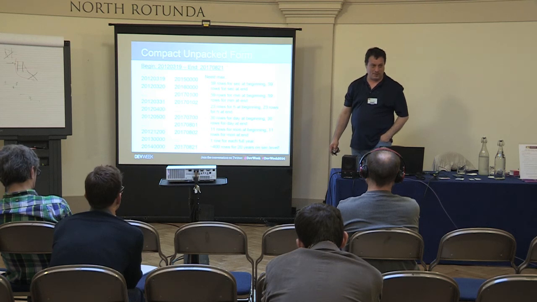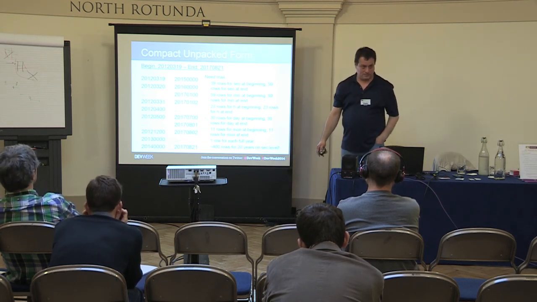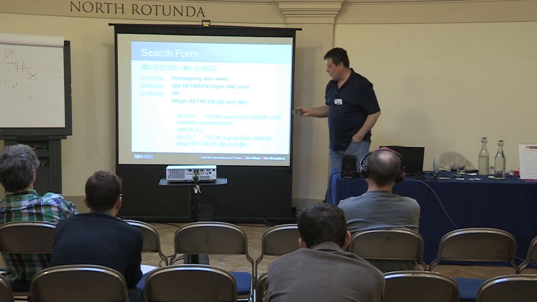This is pretty compact, and we are still representing all of the time points in unpacked form. Now, how does it help me with my queries? This is the compact unpacked form. How does it help me?